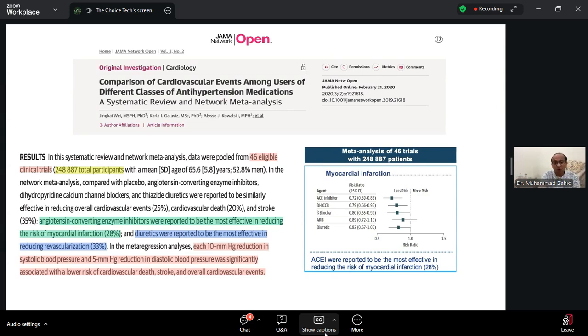But importantly, they noted that angiotensin converting enzyme inhibitors were reported to be the most effective in reducing the risk of myocardial infarction, by about 28%. And diuretics were reported to be the most effective in reducing revascularization, by about 33%.